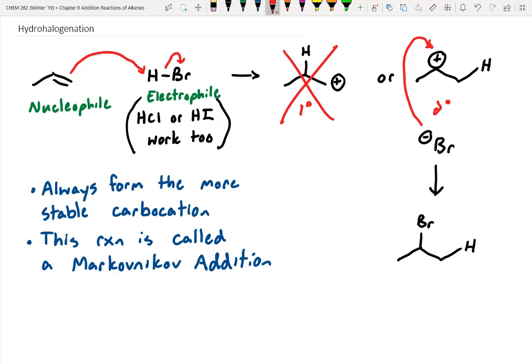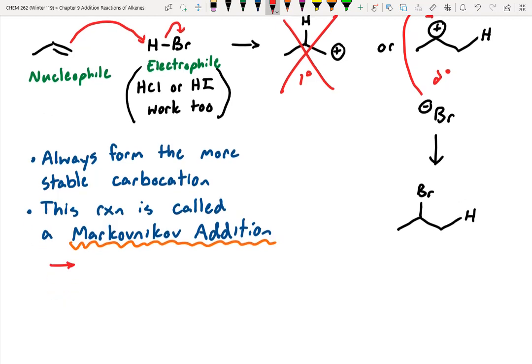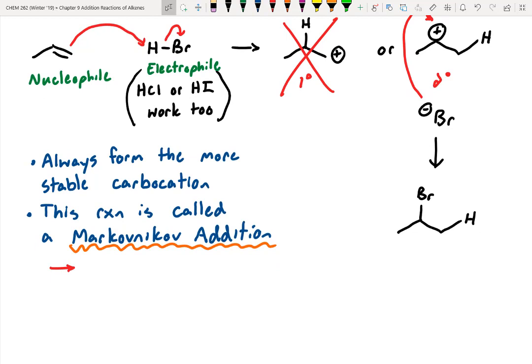And Markovnikov addition is just named after the scientist that was studying these addition reactions. It's pretty easy to remember. Yeah, it's easy to remember because basically it's just saying you're going through the more stable carbocation intermediate, and conversely, your nucleophile, meaning the bromine, is going to be attached onto the more substituted carbon.